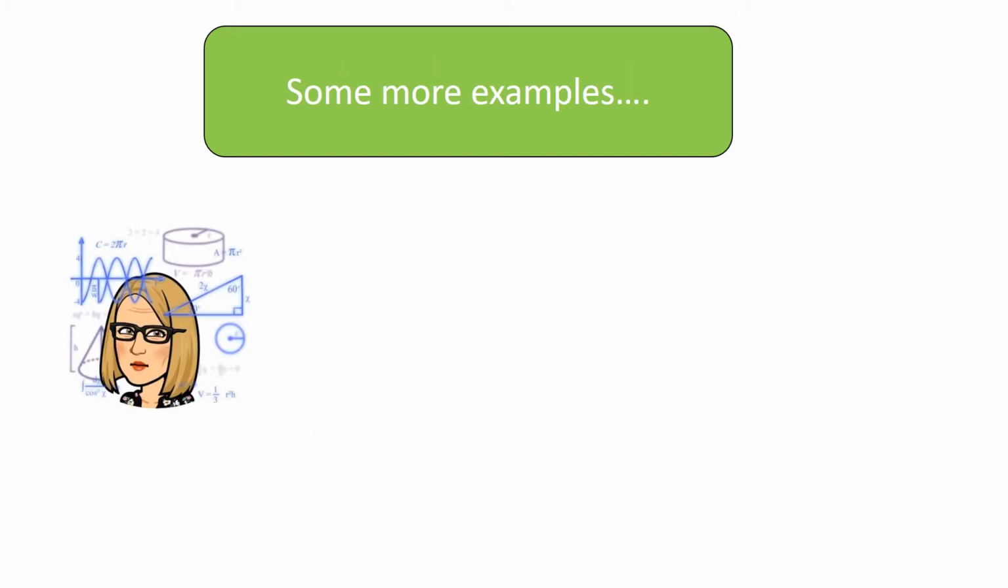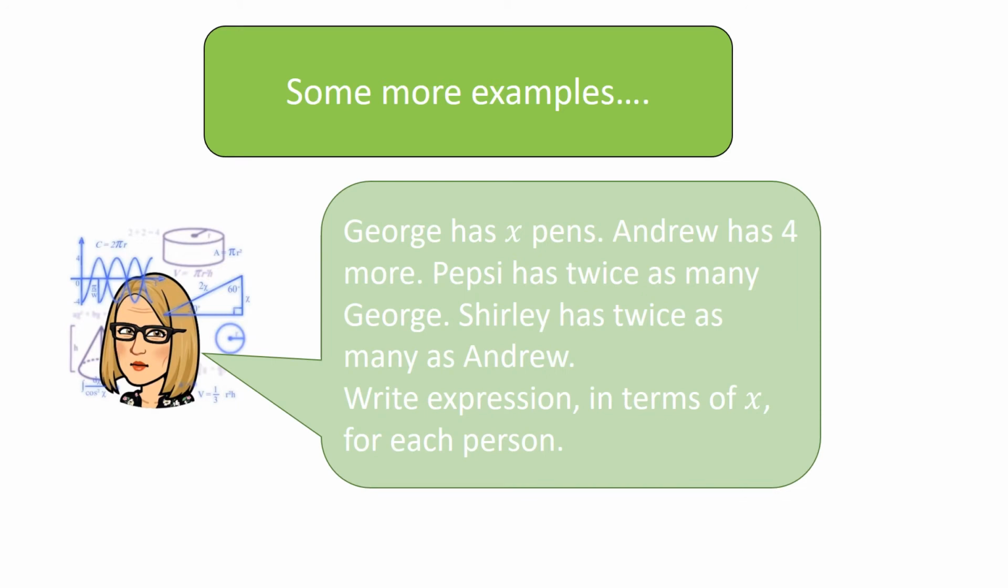Here's another example. George has X pens, Andrew has 4 more, Pepsi has twice as many as George, Shirley has twice as many as Andrew. Write an expression in terms of X for each person. Well, this looks like it's going to be really complicated. There's lots of information, there's maths technical vocabulary in terms of X. Let's see if it really is that hard though.